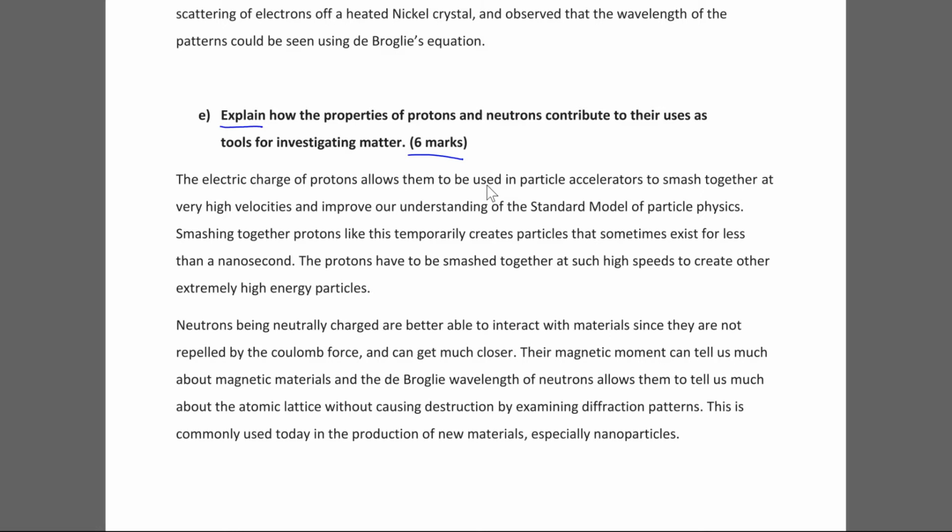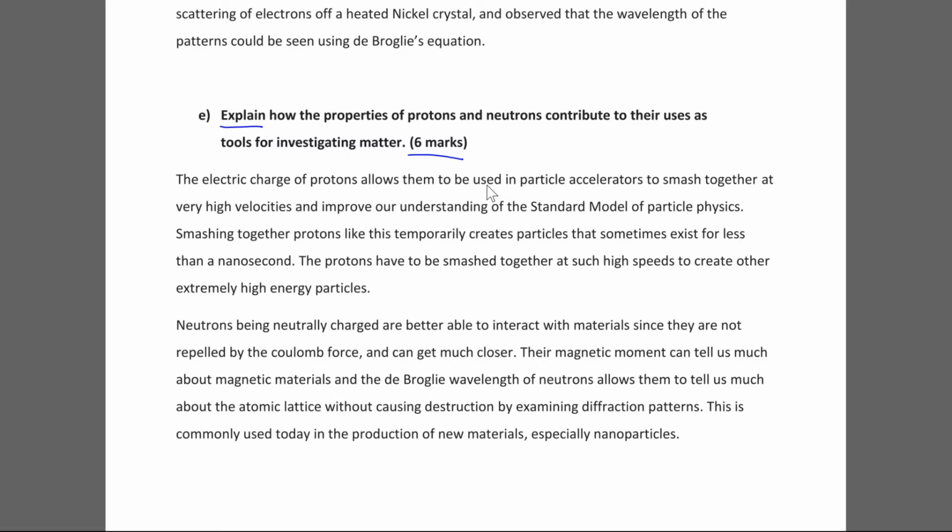Okay. So, the electric charge of protons allows them to be used in particle accelerators to smash together at very high velocities and improve our understanding of the standard model of particle physics. Smashing together protons like this temporarily creates particles that sometimes exist for less than a nanosecond. The protons have to be smashed together at such high speeds to create other extremely high energy particles. So this couldn't happen unless those protons had an electric charge.